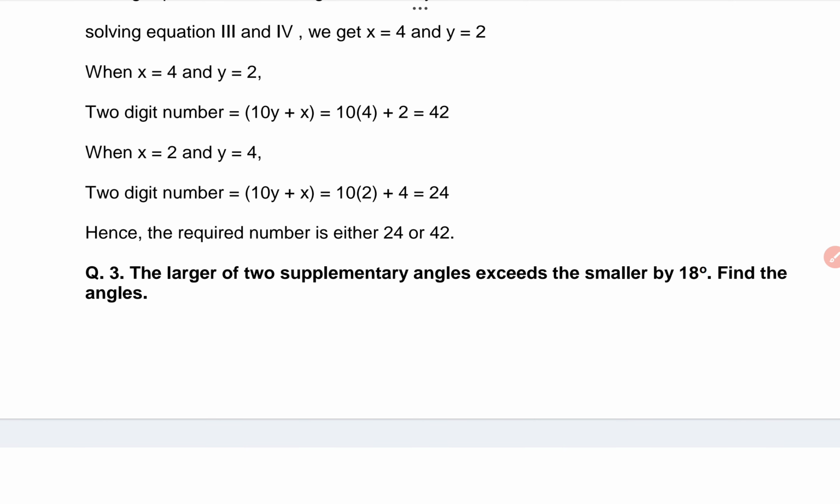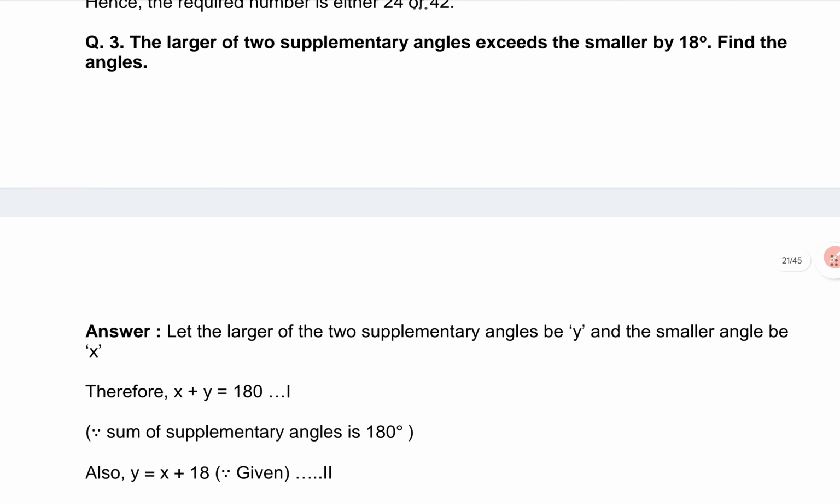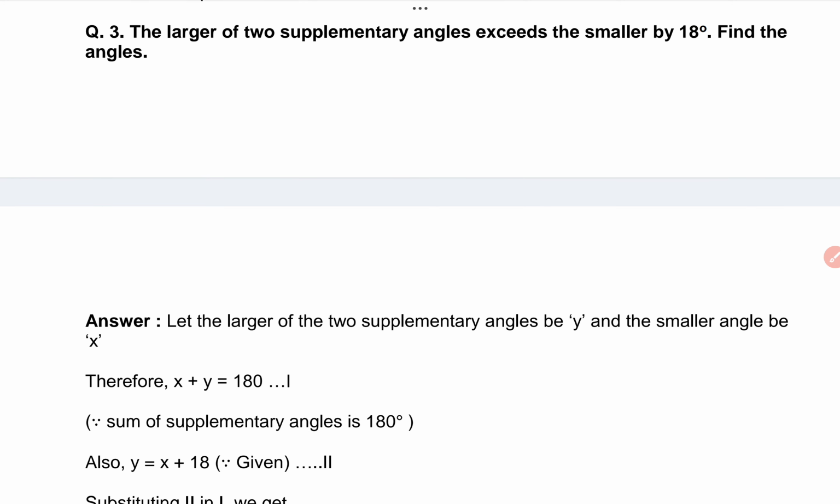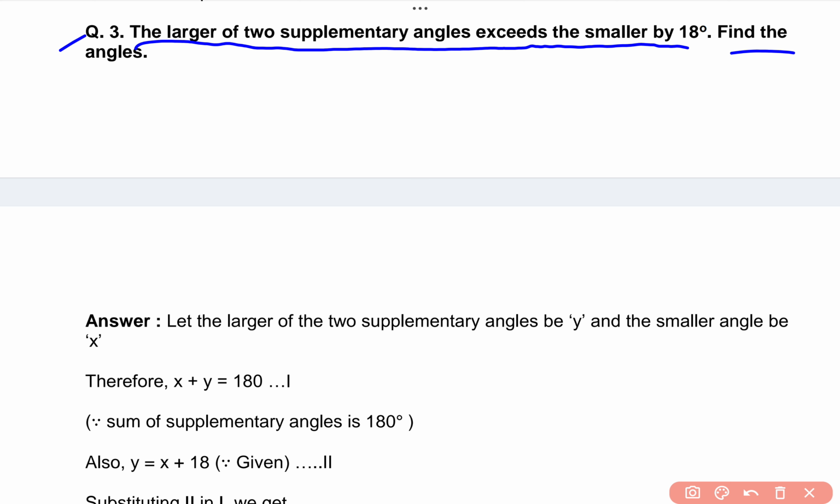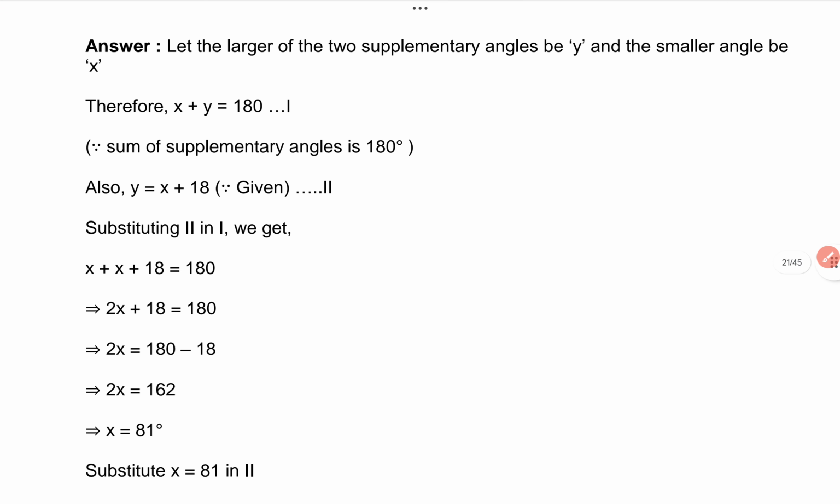So till here you can see. If it is clear for you, then just come and see the next question. This question is telling that the larger of two supplementary angles exceeds the smaller by 18 degrees. Find the angles. We have to find the angles. You can read the question, the larger of two. And this is our answer, as you can see.